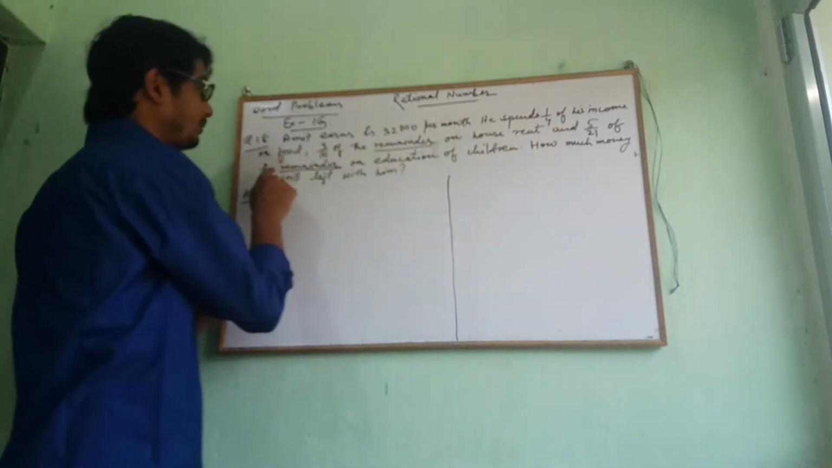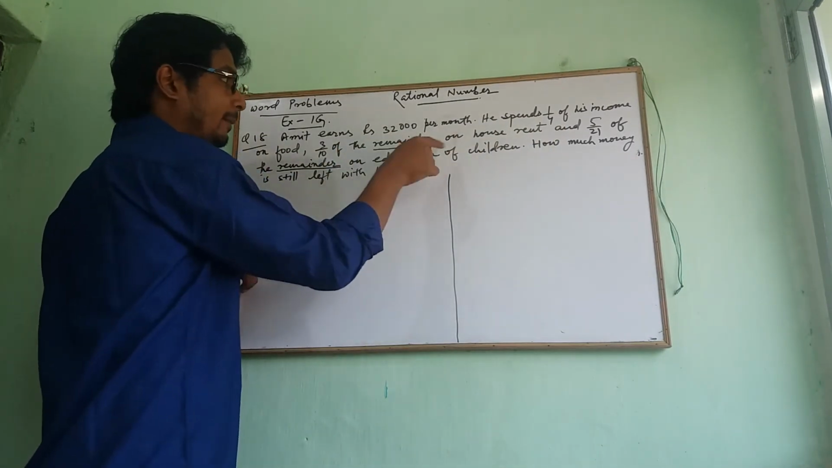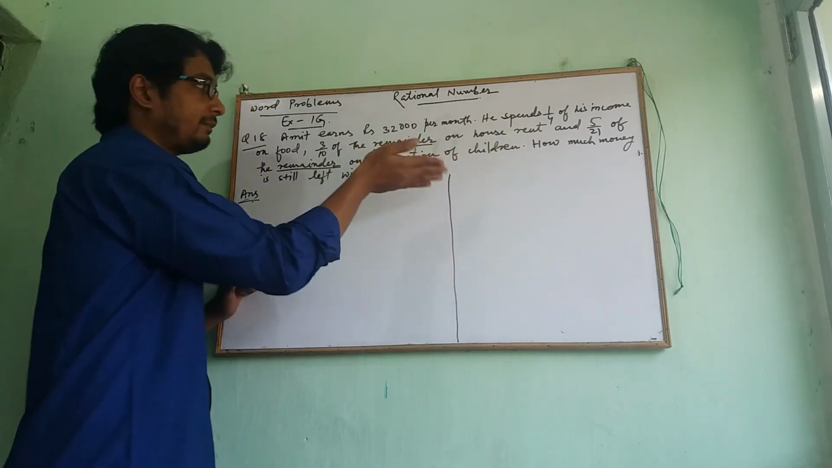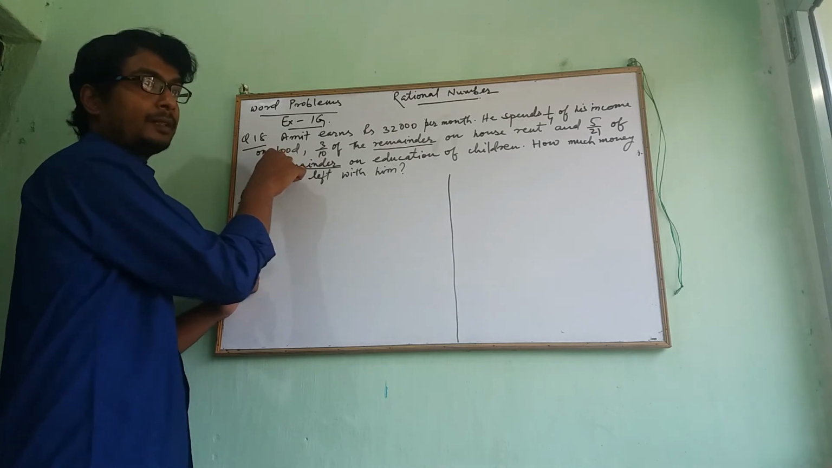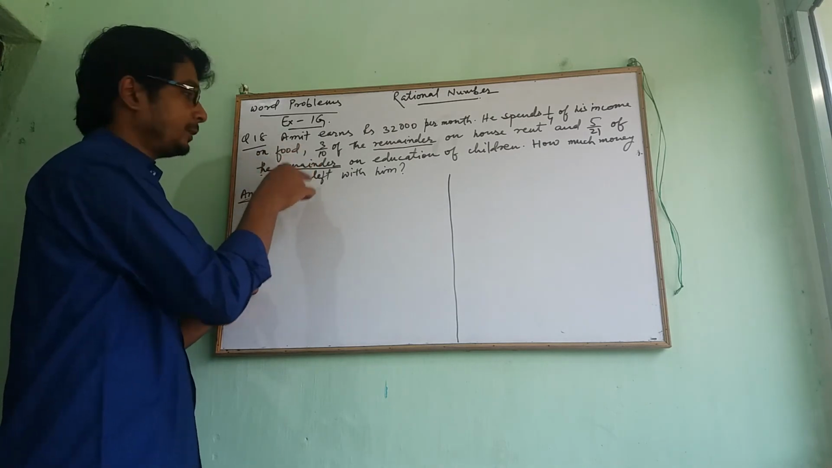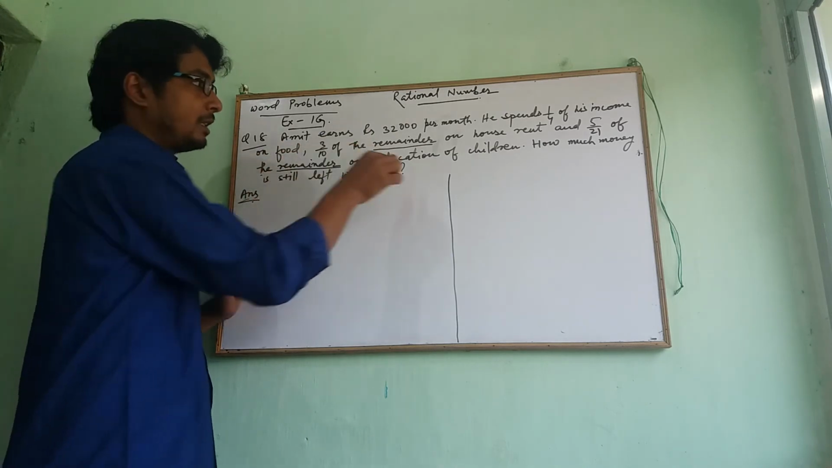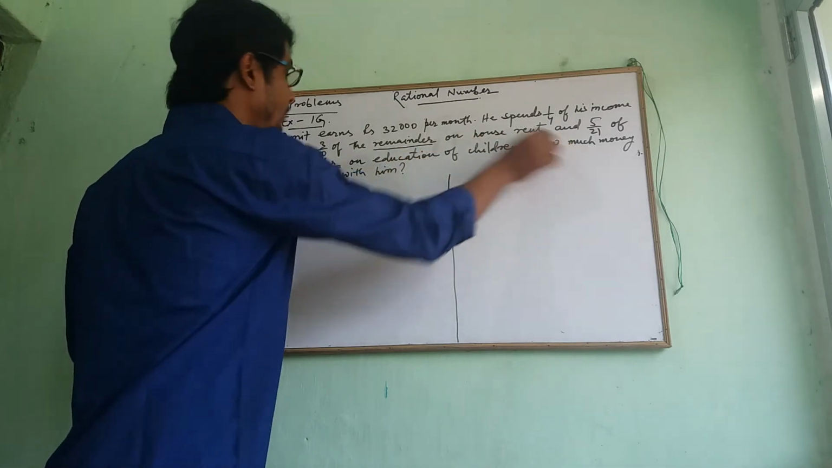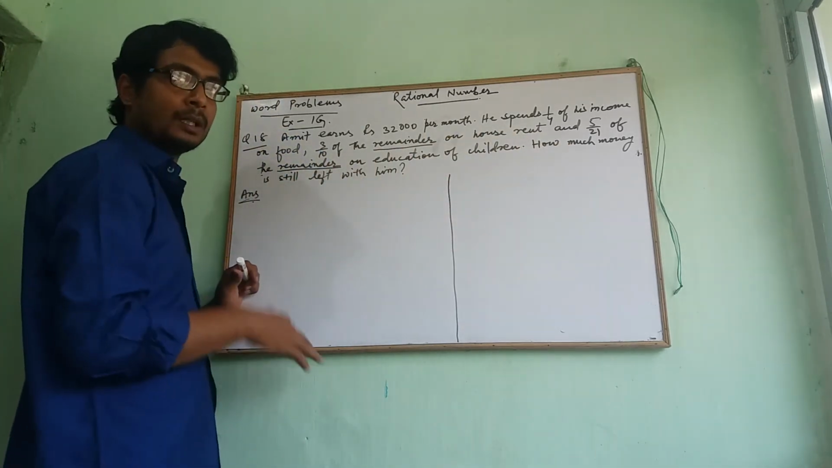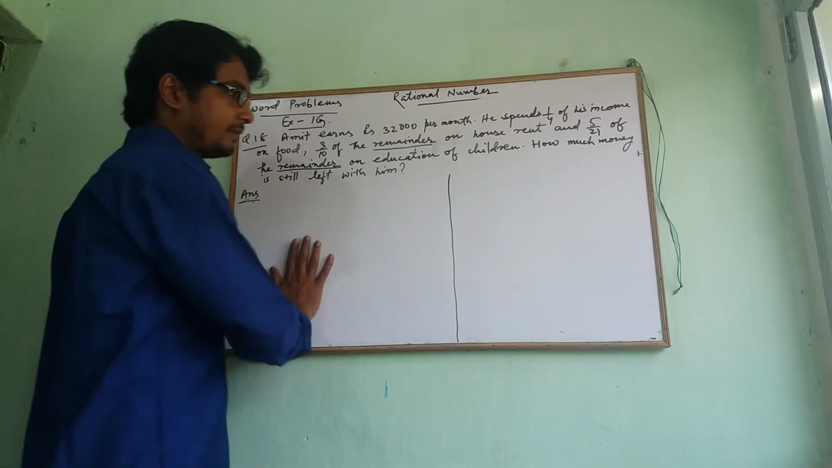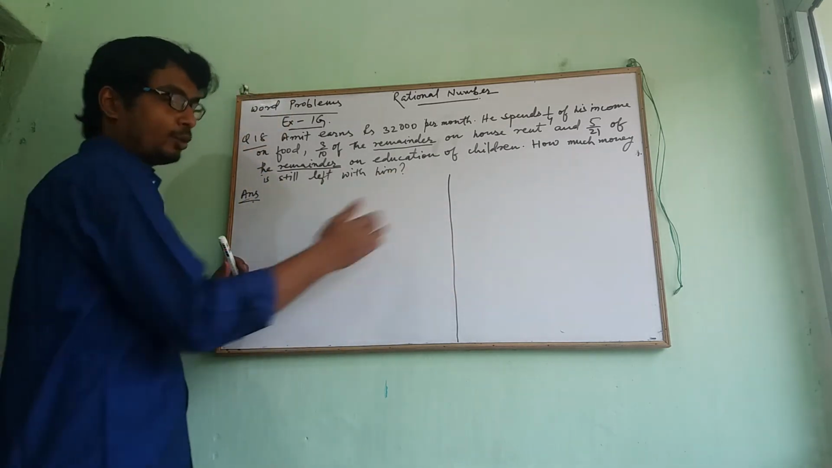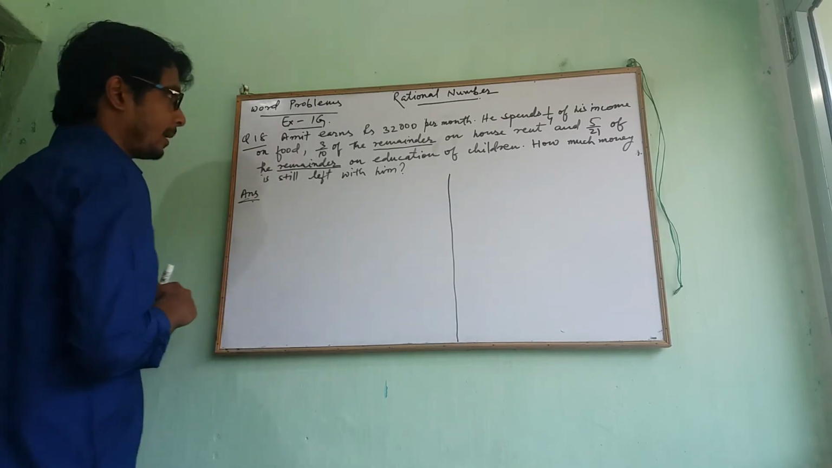That 5 by 21 of the remainder means the amount which he spent on house rent after deducting it from the remainder of the amount which he spent on food, the remainder he spent on education. So how much money is still left with him? So this is a very big question. So I have just divided it into two parts. First and second, we will solve in both the parts. Let's see one by one.